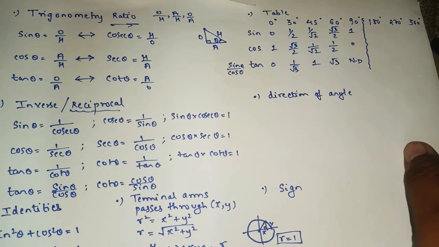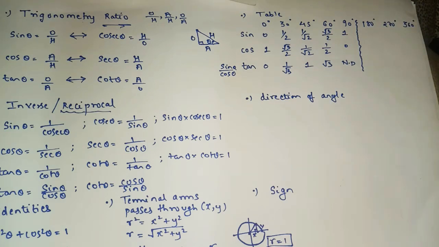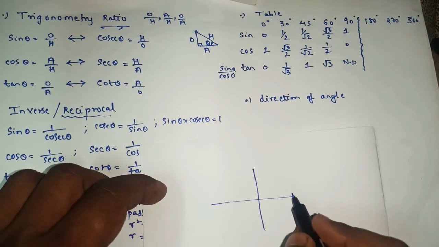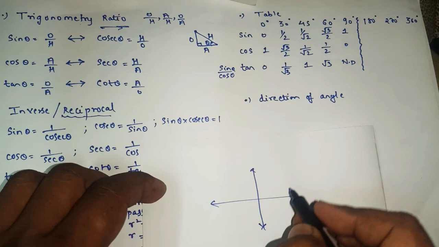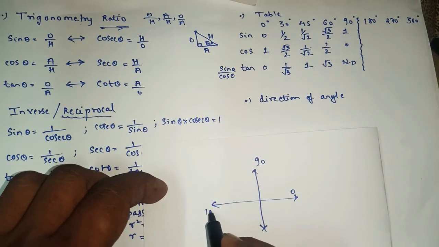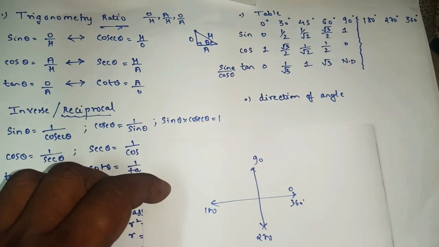Now we'll see how to find the value for the remaining angles like 180, 270 and 360. So there is one short trick. With the help of this short trick you can find your answer for 180, 270 and then 360. So now just remember, your 0, 90, 180, 270 and 360.